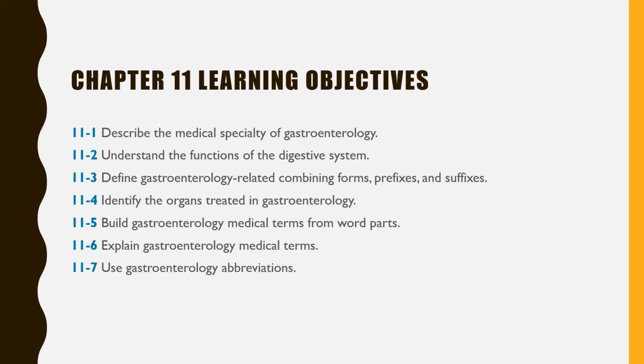On to chapter 11. For this chapter, we will want to be able to describe the medical specialty of gastroenterology, understand the functions of the digestive system, define gastroenterology-related combining forms, prefixes, and suffixes, identify the organs treated in gastroenterology, build gastroenterology medical terms from word parts, explain gastroenterology medical terms, and use gastroenterology abbreviations.